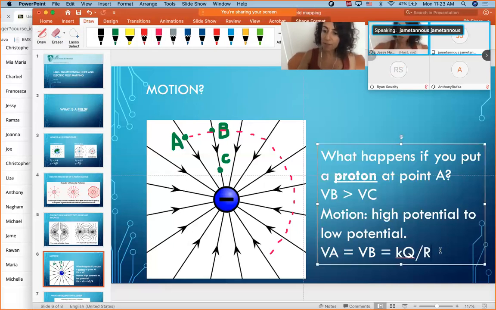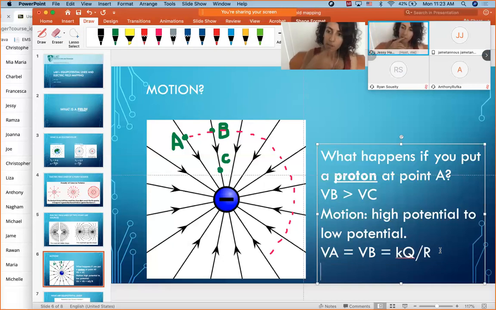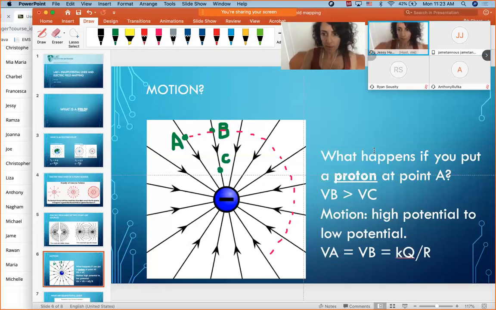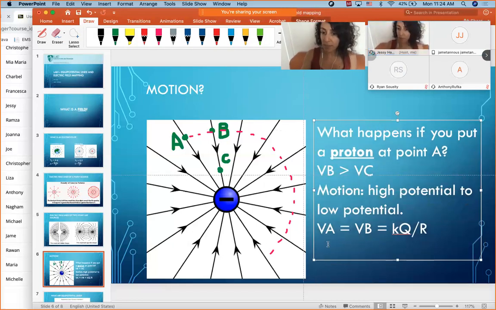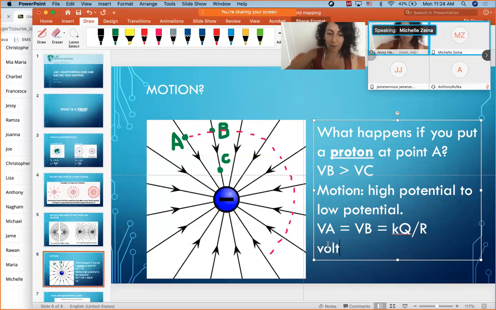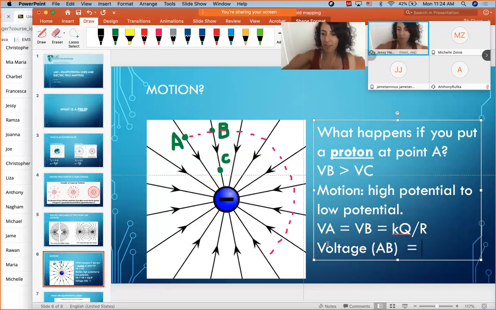Can you think of a different name for potential difference? Do you know a measuring tool that would measure potential difference? Voltmeter. So I'm going to call it a voltage between A and B, just to make it sound easier. So the voltage between A and B is going to be 0.